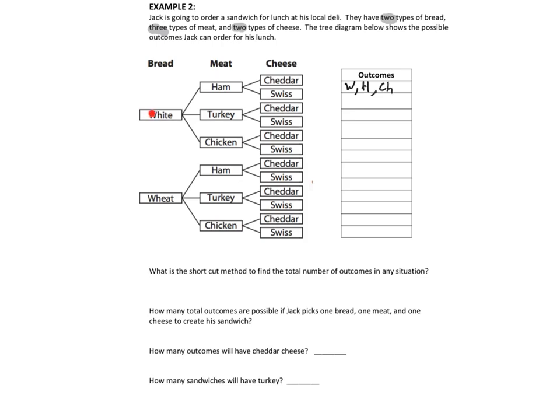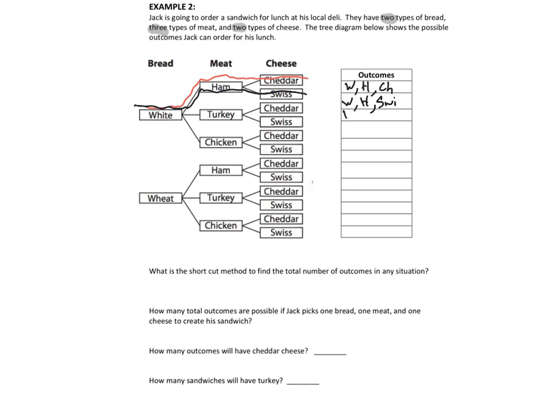Then we have to go through again, white to ham, then to Swiss, because we haven't used Swiss yet. And if you need to, you can cross off as you go. So we've done ham, we've done cheddar. So we can do white to ham to Swiss, and we can cross that out if we need to. So ham is done. Then we're going to keep going.